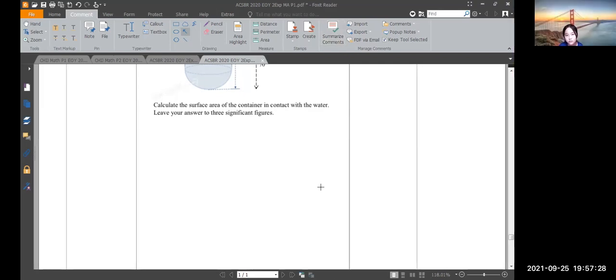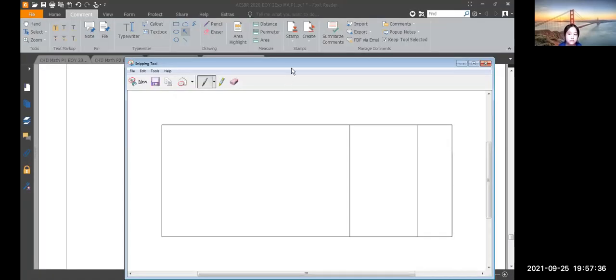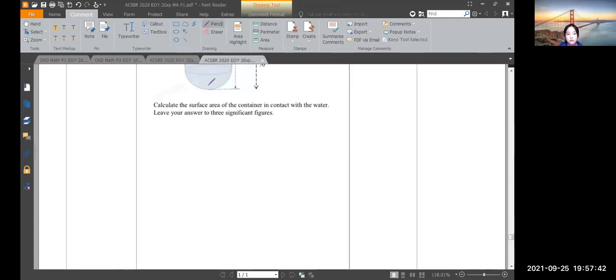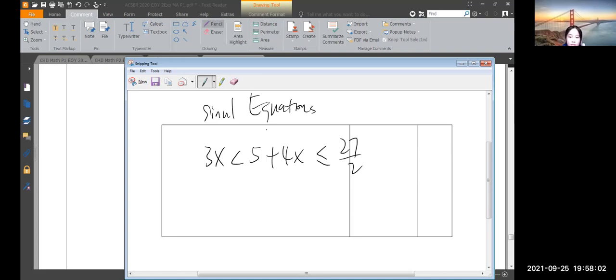Okay, so the question I want to talk about is the, what did I say just now? Inequality. Okay, this question. This is not a simple inequality. This is a simultaneous inequality. I'm not sure if you have heard of it. I think you have heard about simultaneous equations, right? Simultaneous equation, you have equation 1, equation 2. This is called simultaneous inequality.